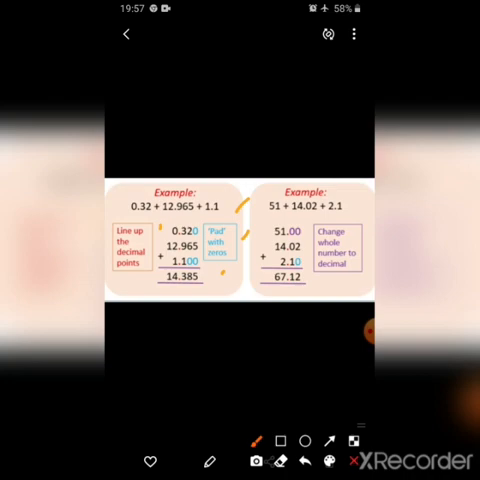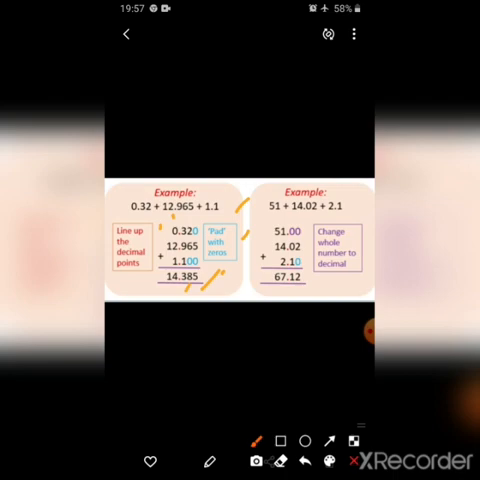Then add there: 0 plus 5 plus 0, 5 is there. 2 plus 6, 8. 3 plus 9, 12. 12 and 1, 13. 3 write, 1 carry. 2 plus 1, 3 and 1, 4. Then here is a 1.